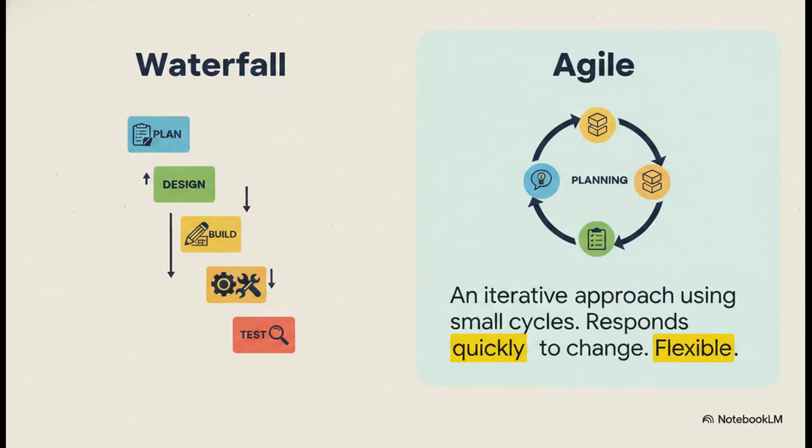The two you'll hear about most often are waterfall and agile. So waterfall is the traditional approach. It's linear, it's sequential. Just like a waterfall, right? You completely finish one phase before you can move on to the next. It's super disciplined, but not very flexible. Agile, on the other hand, is all about flexibility. It works in these small, iterative cycles called sprints, which lets teams adapt to changes on the fly.